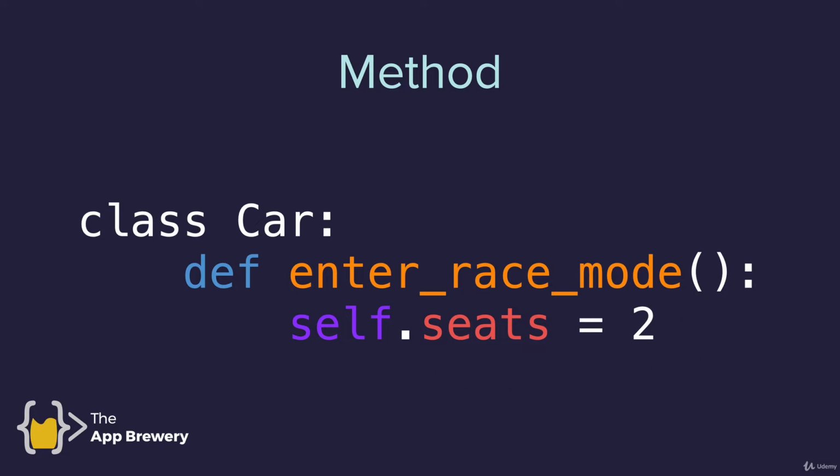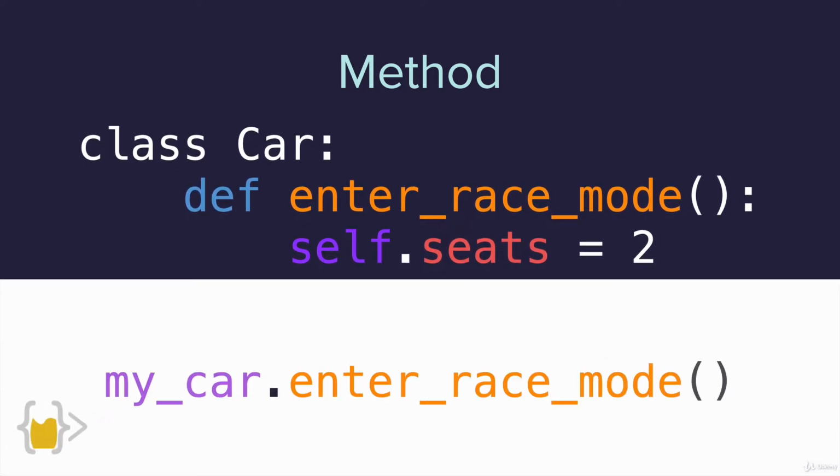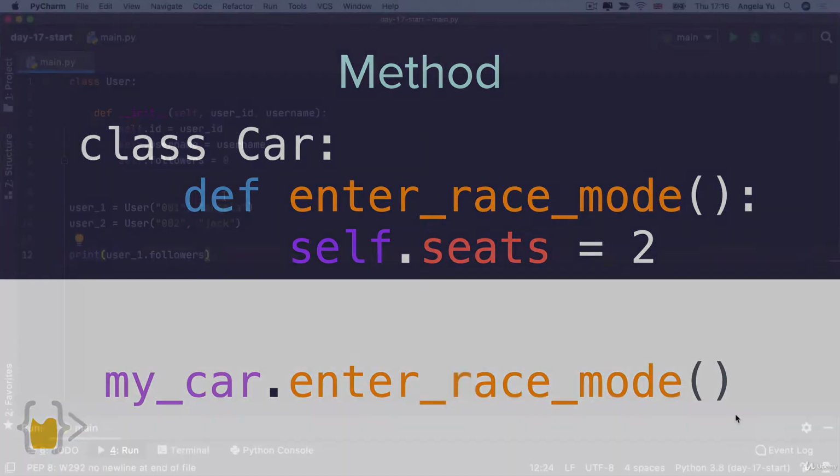So now when you call that method, all you need to do is get hold of the object and then use the dot notation to call that method enter race mode, and of course with the parentheses at the end.